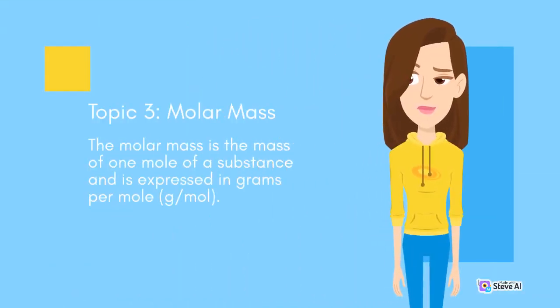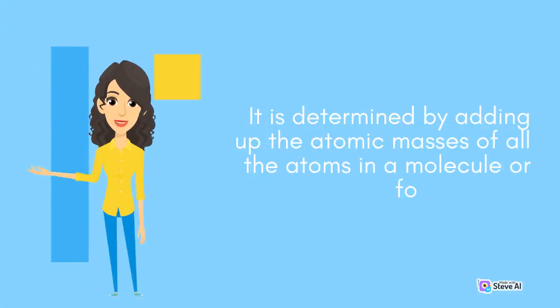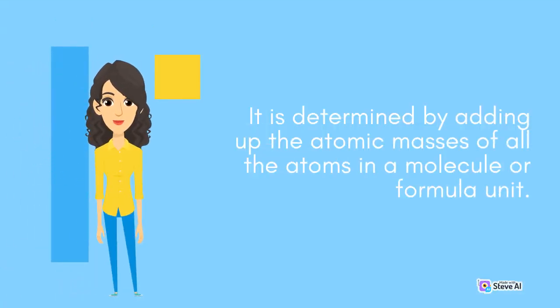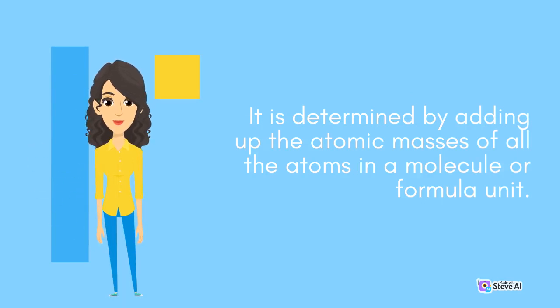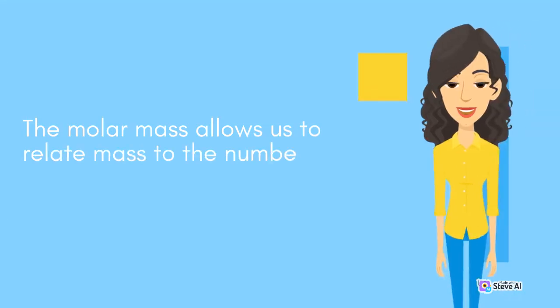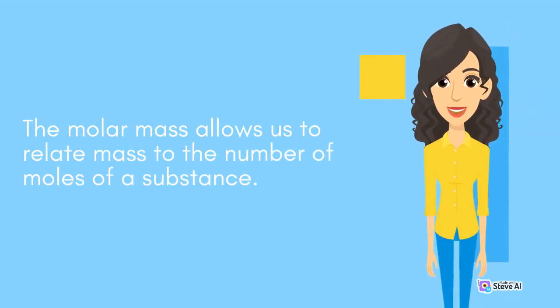Topic 3: Molar mass. The molar mass is the mass of 1 mole of a substance and is expressed in grams per mole, g per mole. It is determined by adding up the atomic masses of all the atoms in a molecule or formula unit. The molar mass allows us to relate mass to the number of moles of a substance.